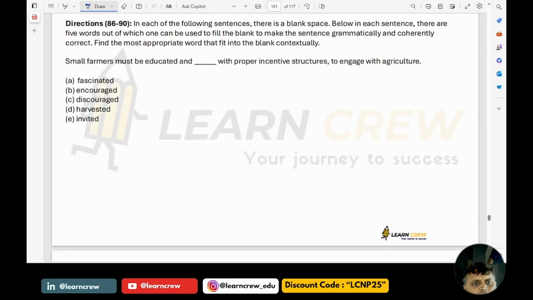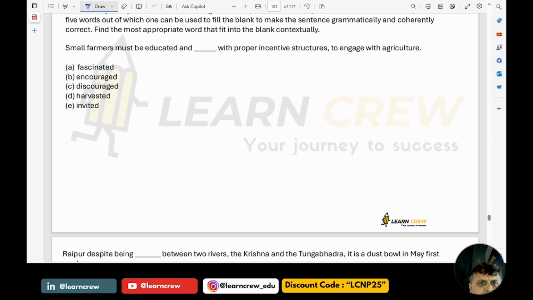Next, small farmers must be educated and dash with proper incentive structures to engage with agriculture. So small farmers must be educated and encouraged. Encouraged means giving support, with proper incentive structures to engage with agriculture. Fascinated, discouraged, harvested, invited. So here the most fitting word is option B.